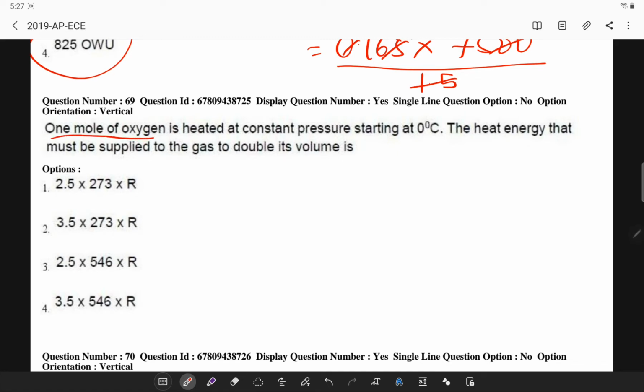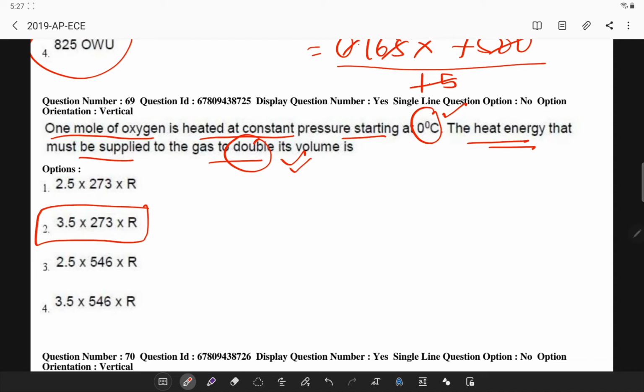So here 1 mole of oxygen is heated at a constant pressure starting at 0 degrees. Now he is asking what is the heat energy that must be supplied to the gas to double its volume. It is simply this option. I'll tell you why exactly it is. So if you remember here, at constant pressure volume doubles.